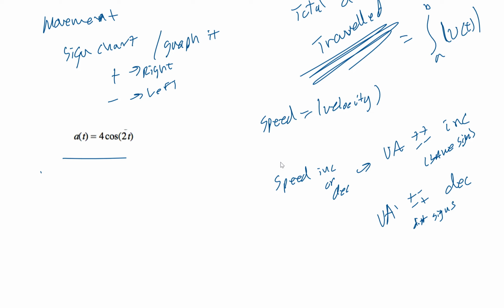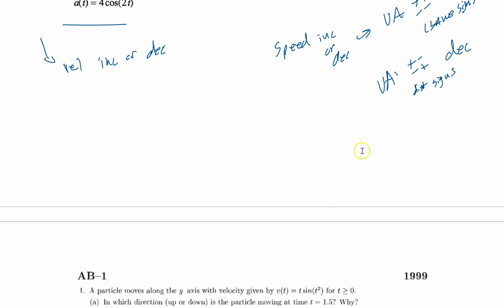So acceleration, what is it in general? All it is, is velocity increasing or decreasing. If your acceleration is positive, that means your velocity is increasing. If your acceleration is negative, your velocity is decreasing. That's all it is. So let's do an example.